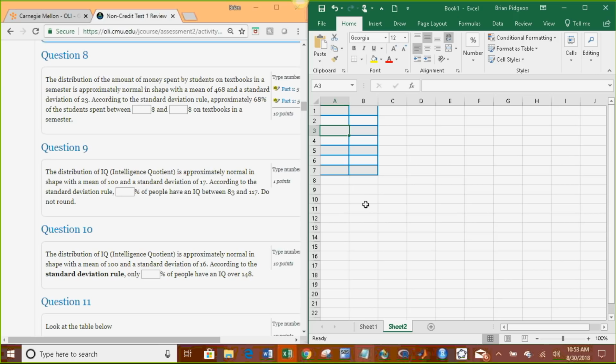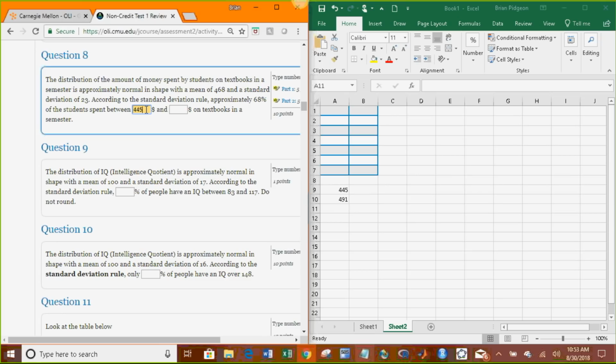So in this case, we want 68% of the students spend between blank and blank. Well, according to the standard deviation rule, that's going to be 1 standard deviation away in both directions. So we can just take our mean of 468 and subtract the standard deviation, and we can take our mean and add the standard deviation. And that will tell us 68% of our data lie between these two numbers, or approximately 68%.